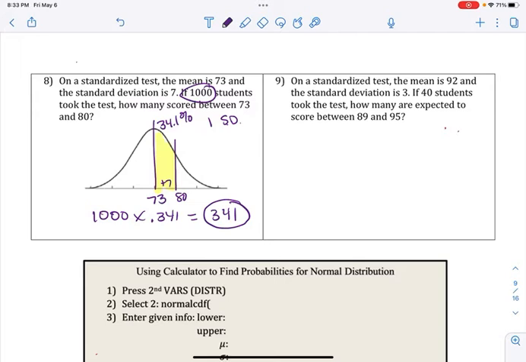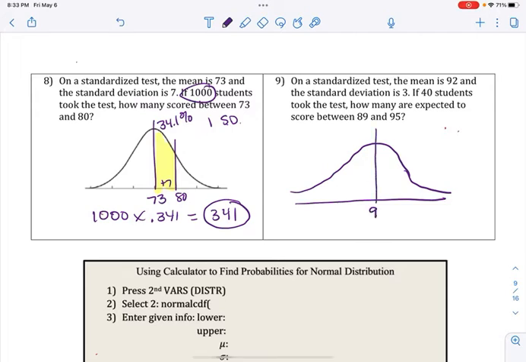All right. Next one, on a standardized test, the mean is 92. Now this one I don't have the curve for. We can draw it. You can always draw your own curve. Of course, I didn't draw it as nice. But the mean is 92. The standard deviation is 3. And 40 students took the test. All right. How many are expected to score between 89 and 95?